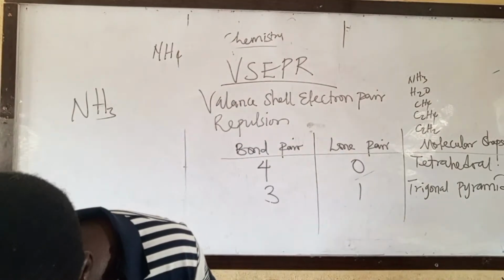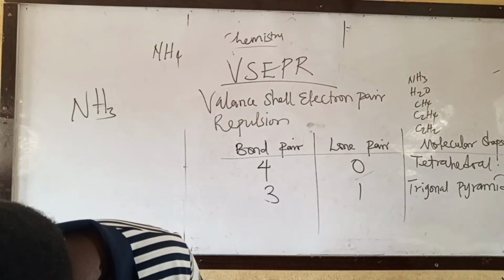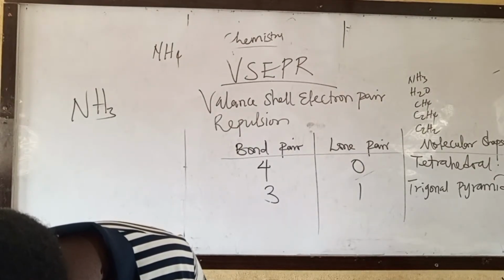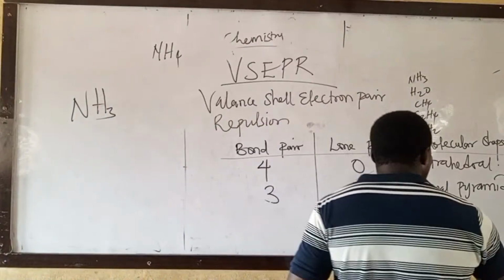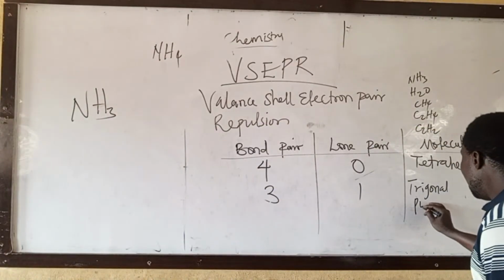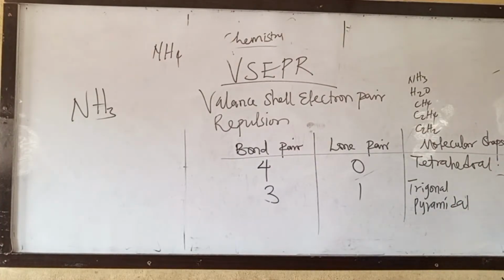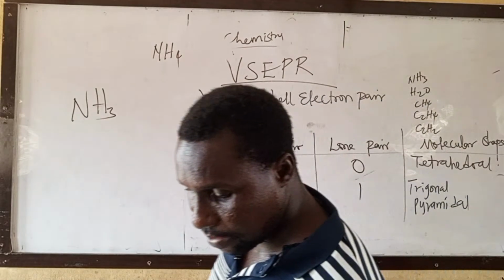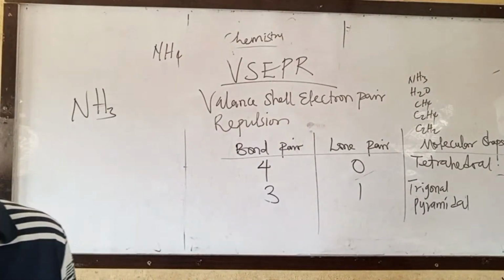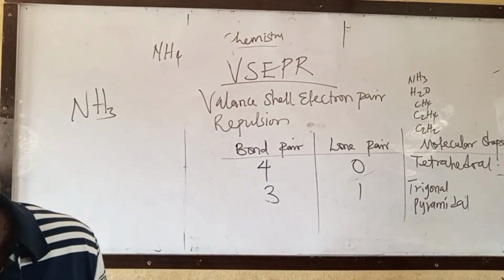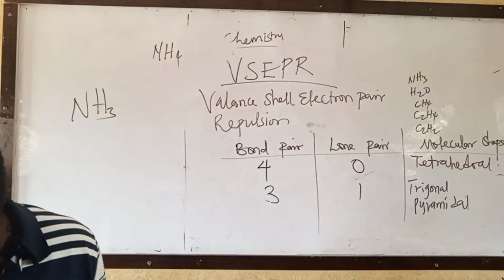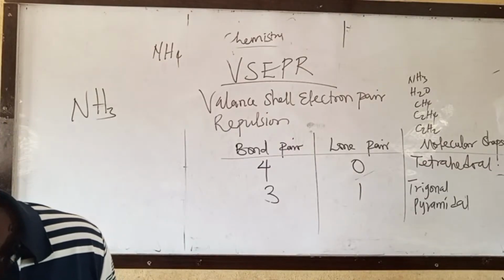Someone sent a message. Let me confirm if it's from the... Sir, I cannot see the spelling of trigonal. Okay, I'm sorry. Trigonal pyramidal. This is pyramidal. Please, okay, I've taken care of that one. Trigonal pyramidal. Thank you. Hope you've seen it and understood it.